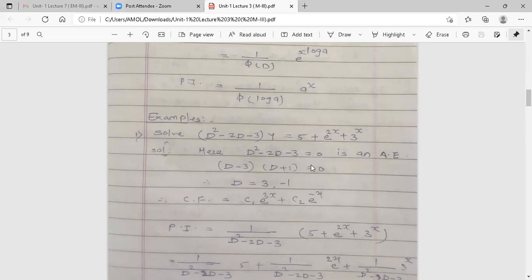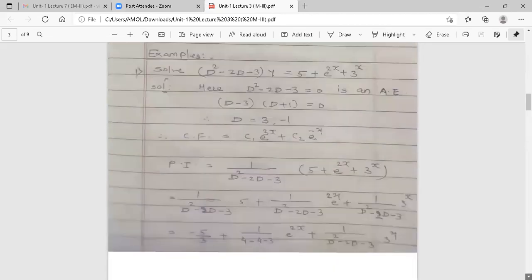It is a quadratic equation, so it has two factors. We can write this quadratic equation in this form: d minus 3 into d plus 1 is equal to 0. Minus 3 plus 1 addition is minus 2, and the multiplication of minus 3 and 1 is minus 3. So the factors are d is equal to 3 and minus 1. So the complementary function is c1 e raised to 3x plus c2 e raised to minus x. These factors are real numbers and different, so the complementary function is very simple, with two distinct terms.